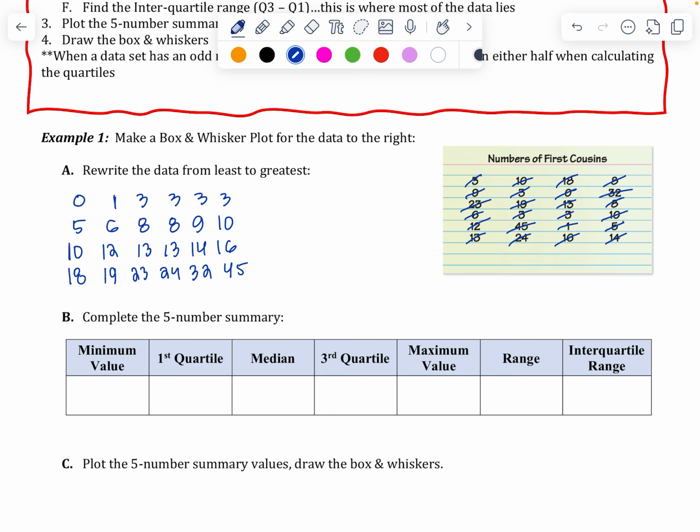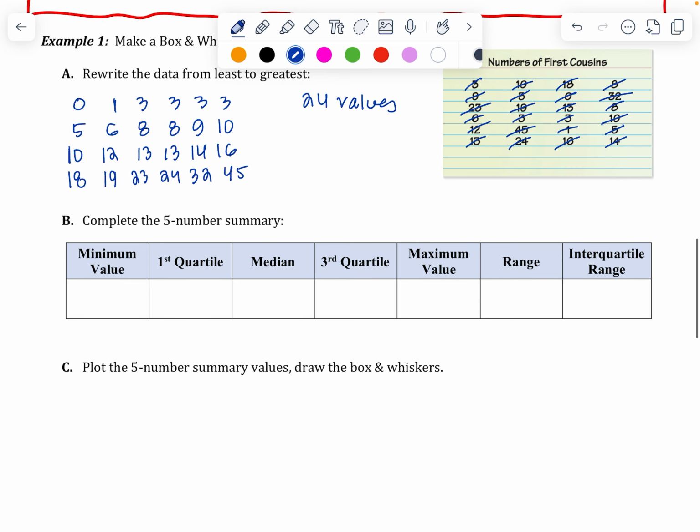All right. I knew that there was 24 I counted before, but I think knowing that there's 24 values is a good thing to write down so that I remember that when it comes to finding the median, okay? All right, so now I need the minimum value. The smallest number in my data set is 0, and I need the maximum, which is 45. While I'm here, I'm going to get my range, which you just take the max and subtract the min, which is 45.